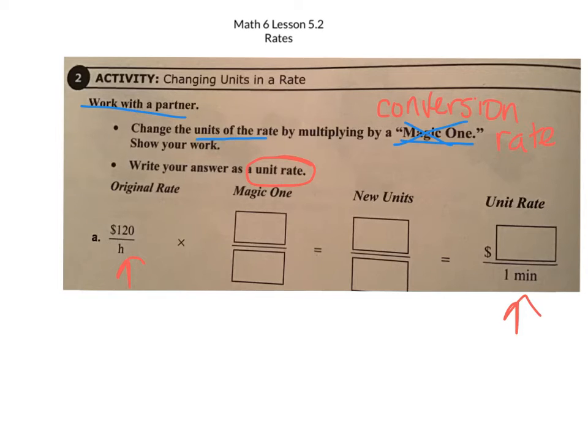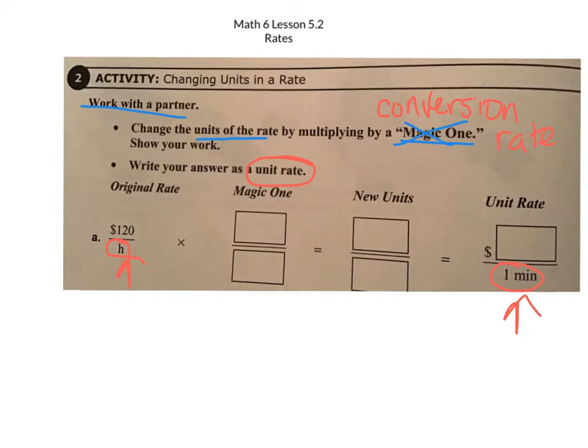And all a unit rate is a simplified rate down to 1 minute or something over 1. It doesn't have to be a minute. It can be seconds, hours, whatever, but it's over 1 always. So you can see here that the original rate is $120 per hour. See how it has the H on the bottom, so that's per hour. And they want us to get to minutes, over 1 minute. So we have to use a conversion rate where we change hours to minutes.